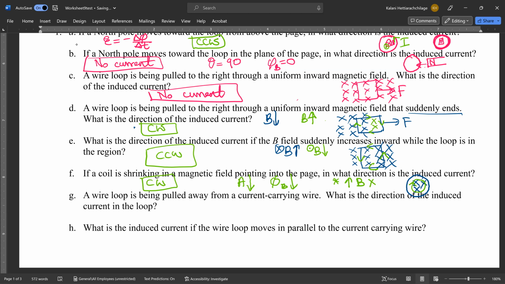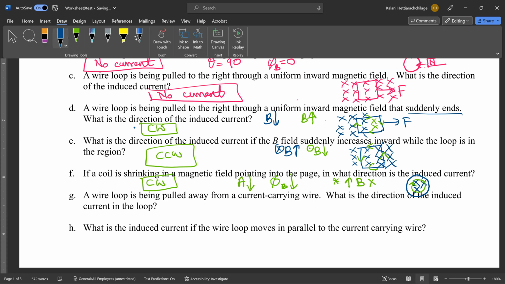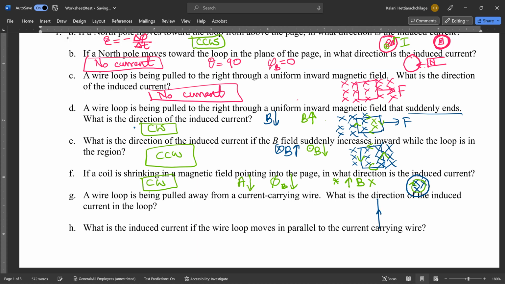Okay, so part G: the wire loop is being pulled away from the current carrying wire. What is the direction of the induced current? Okay, so you have a current carrying wire, I. You have the loop. You're going to bring this to the right, pulling away from the current carrying wire.